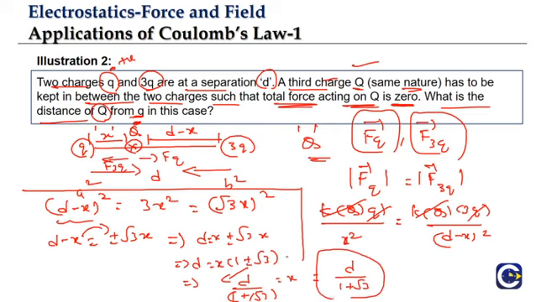So that is the distance of capital Q from the charge small q, where the total force acting on capital Q is going to be 0. We can even take this into a quadratic equation and then get the answer. Finally we are going to get two roots. One of them, obviously the x value will come negative, so we will not accept it, and the other one will be d by 1 plus root 3. So this is how we will approach the problems in the first type, where we have the forces either parallel or anti-parallel.